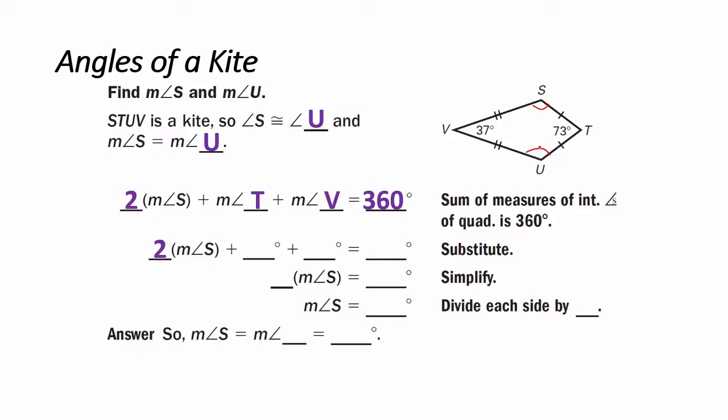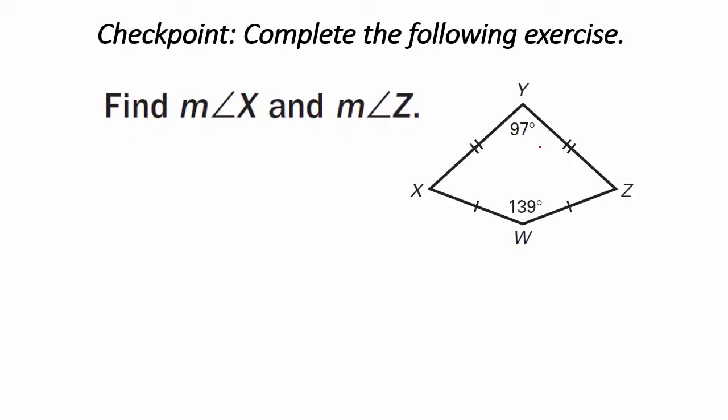Substitute what we know. We have 2 times the measure of angle S plus 73 plus 37 is equal to 360. Subtract 73 and 37 from 360 and simplify to get 2 times the measure of angle S is equal to 250. Divide both sides by 2 to get the measure of angle S is 125. So we know that the measure of angle S is equal to the measure of angle U, which is 125 degrees. Alright, checkpoint problem number 2 is yours.